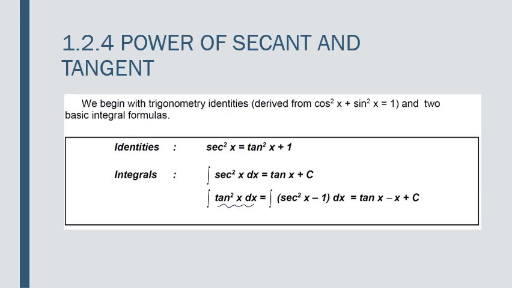So tangent square, from the identity above, we have tangent square x equal to secant square x minus 1. Then integrating secant square, we use the integration above: secant square x gives tangent x. Integrating 1 gives x plus c. So we use this integral.